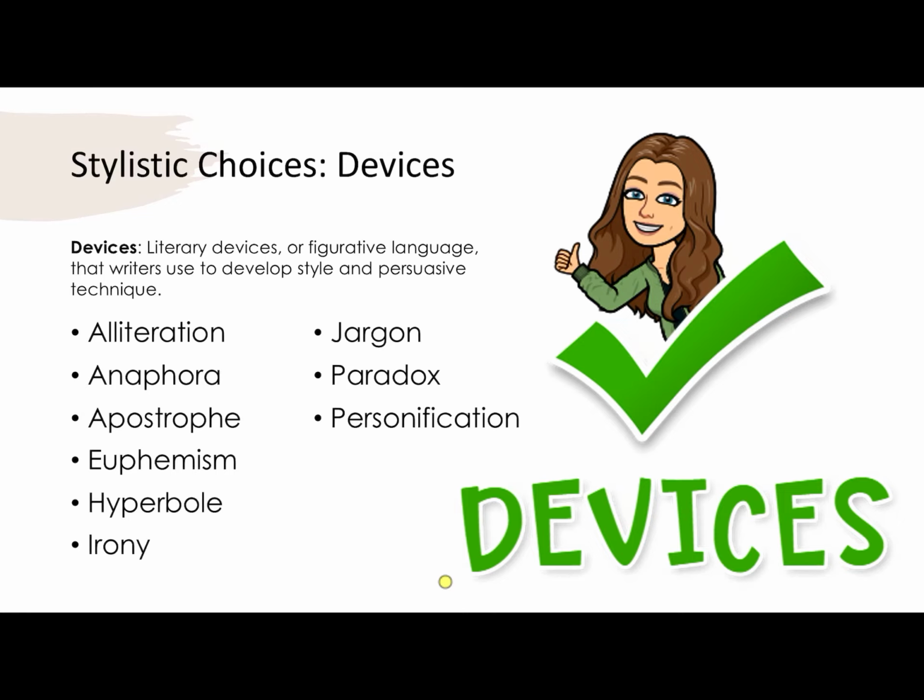Jargon is terminology used by a specific group. I know we talked about that kind of with slang, but jargon is more in terms of professions. So someone can use medical jargon, someone can use legal jargon, I can use educational jargon. It's just terminology that I would know within my field. And as a reader, we need to recognize when a writer is using jargon to help us better understand what's going on.